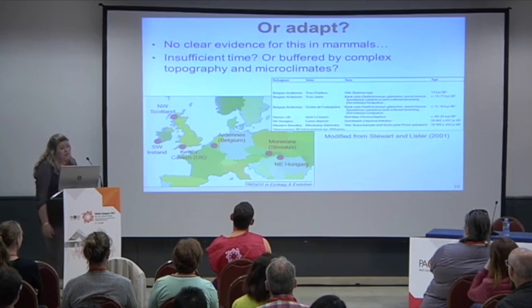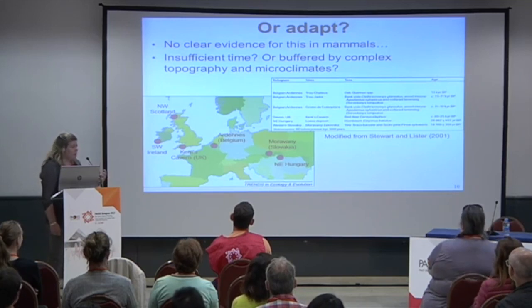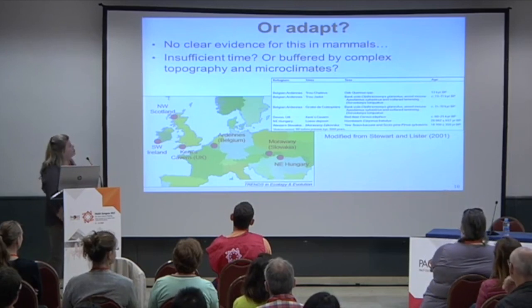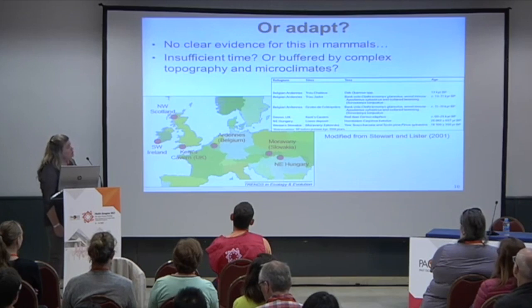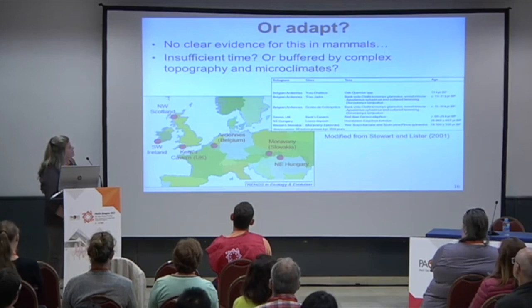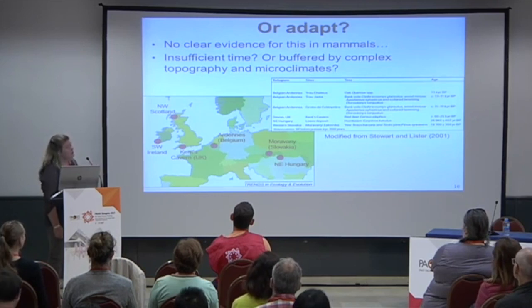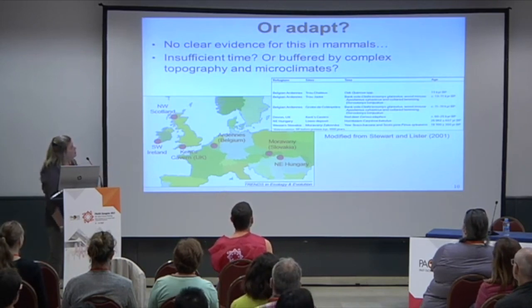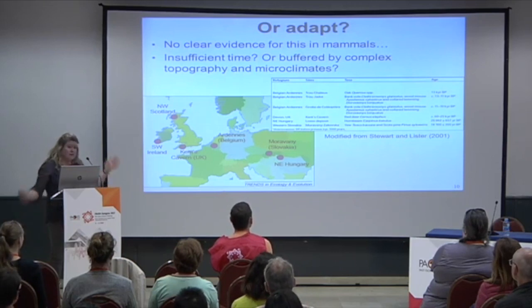Do they adapt? We have no evidence for this at the present time. Certainly mammals are very subject to potential size change and morphological change, but there is no consistent pattern for this. Now, this may well be because there is insufficient time because of the rapidity of climate change. The need to adapt is being offset by the fact that the animals are highly mobile. But it could also be buffered by complex topography, the fact that these sites occur in steep limestone valleys in many cases, where there would have been a microclimate.